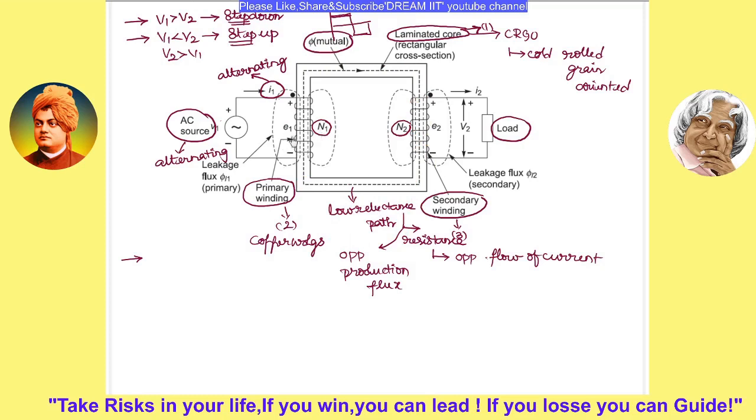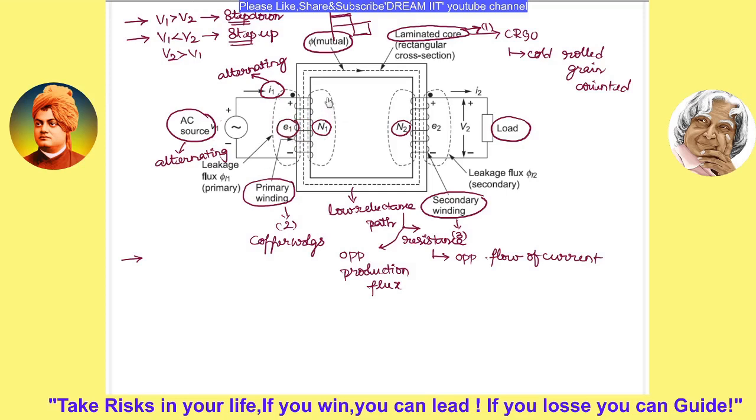Here N1 number of turns are there and N2 number of turns are there. Because of electromagnetic induction of Faraday's laws, the EMF will be induced in the primary winding. That is the EMF induced, which we have taken as E1.